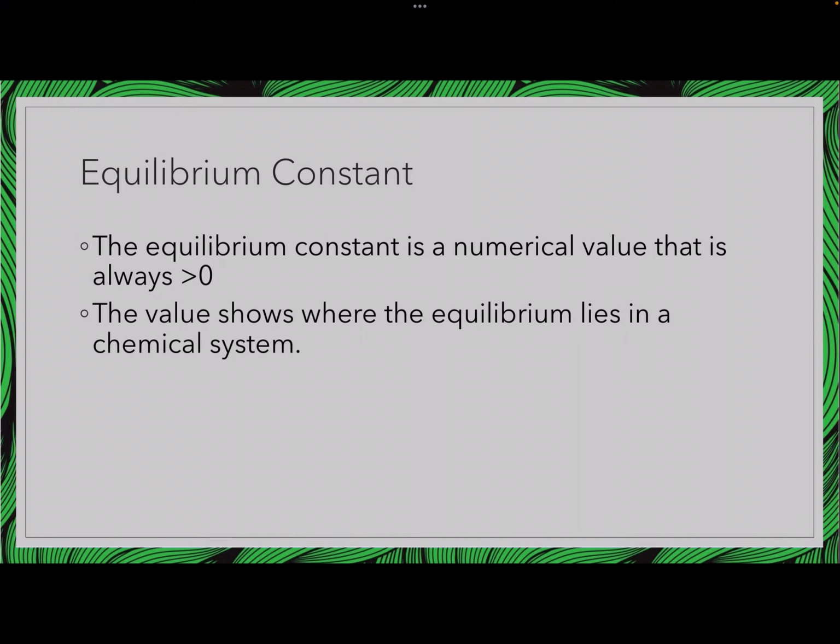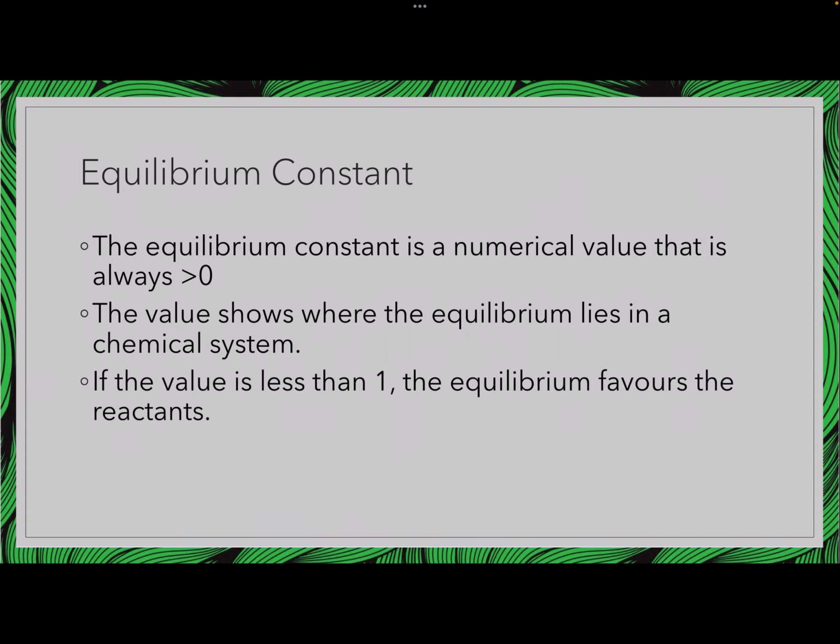Now, the value shows where the equilibrium lies in a chemical system. What we mean by that: if the value is less than 1, the equilibrium favors the reactants. If you remember our K equation, K is concentration of products over concentration of reactants. Effectively, this is just a blatant simplification. If the value is less than 1, it means that the reactants number is bigger than the products number. Remember, for a fraction to be less than 1, the denominator needs to be bigger than the numerator.